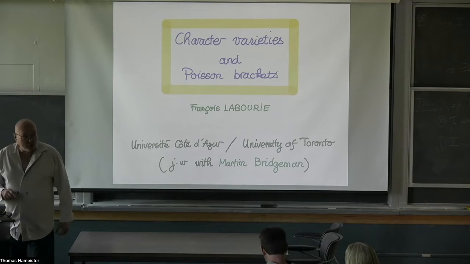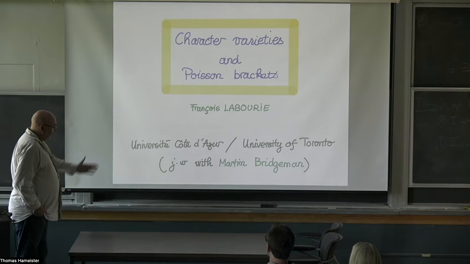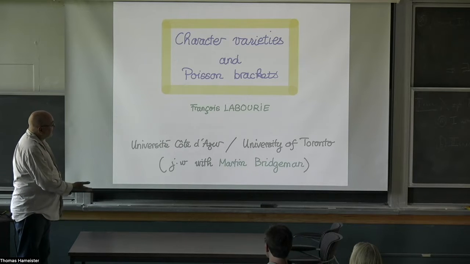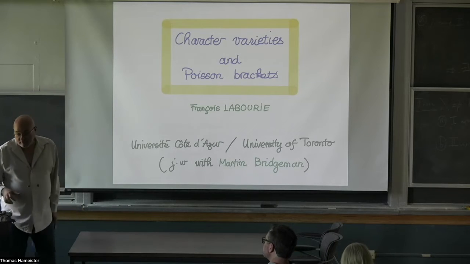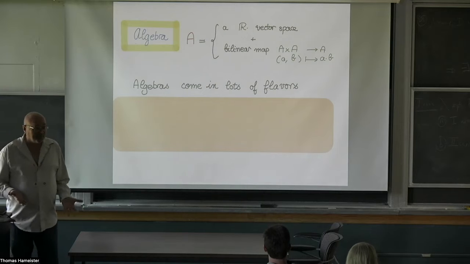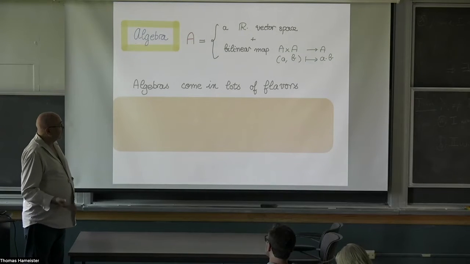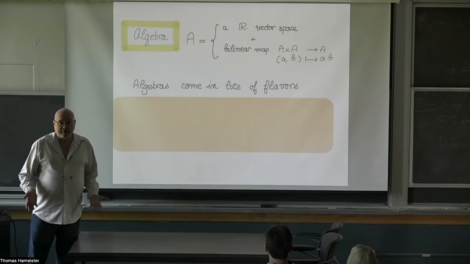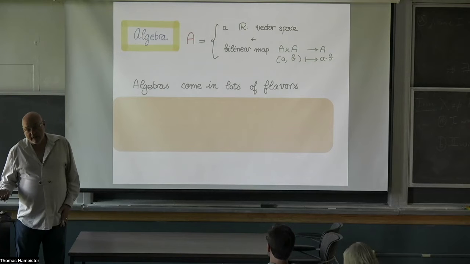So anyway, I want to talk about character varieties and Poisson brackets. This is joint work with Martin Bridgeman. I'm going to spend a lot of time on the basic elementary things. And the first thing I want to talk about is: what is an algebra? An algebra is just a vector space, a real vector space in my context, equipped with a product. And the only thing that we require about this product is that it's a bilinear map.